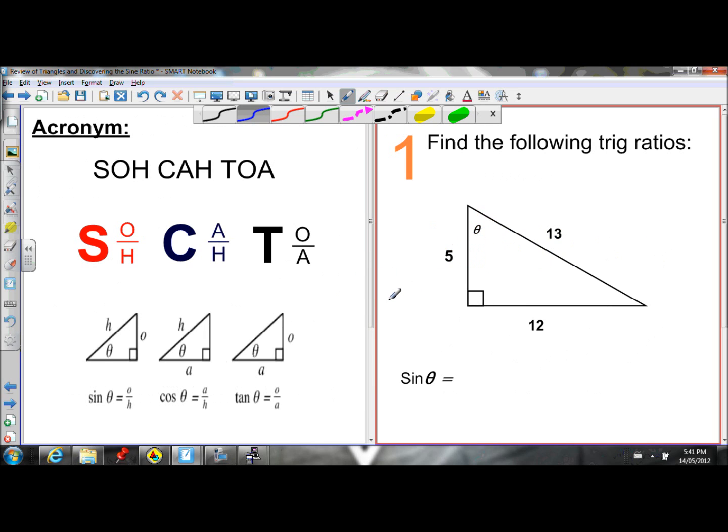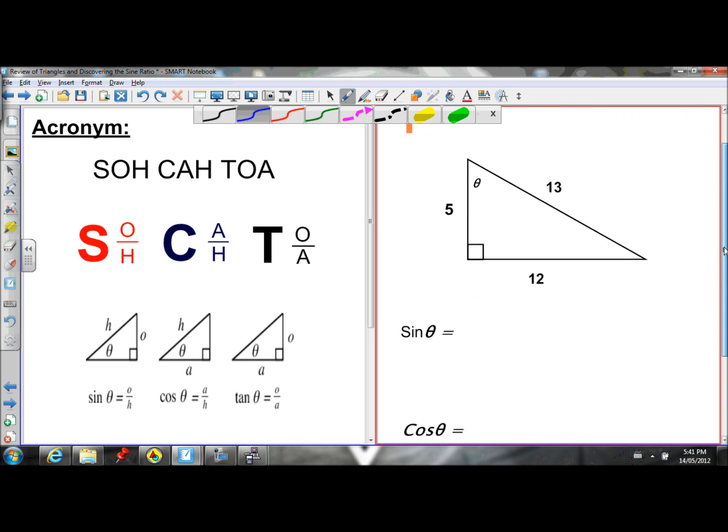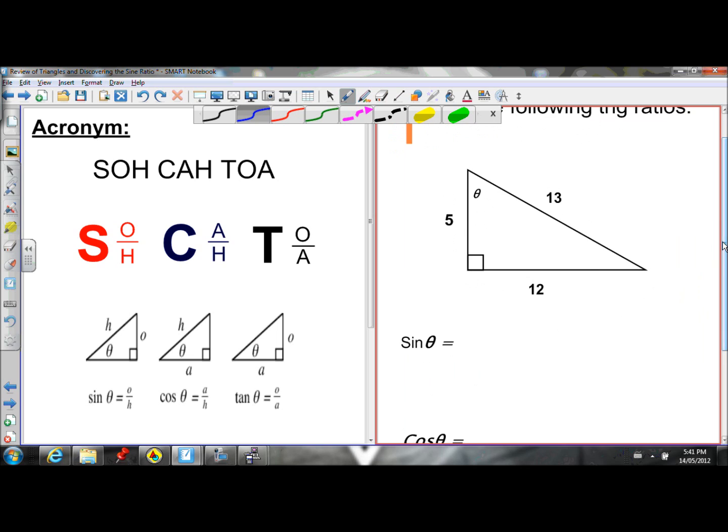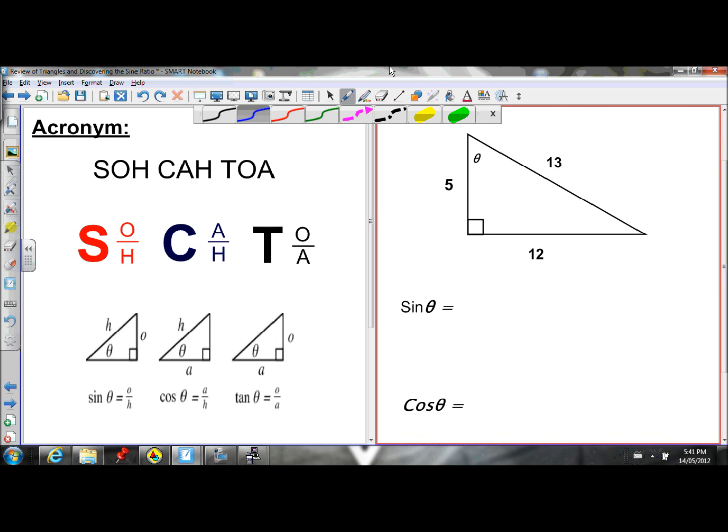Let's put this into action a little bit. Let's do this quickly. Up to this point, it's just been kind of an understanding thing. Now we'll actually use these. Find the following trig ratios. If this is my triangle, here's my reference angle right here, and it's going to ask me to find the sine of theta. Theta is the Greek symbol we use to identify an unknown angle.